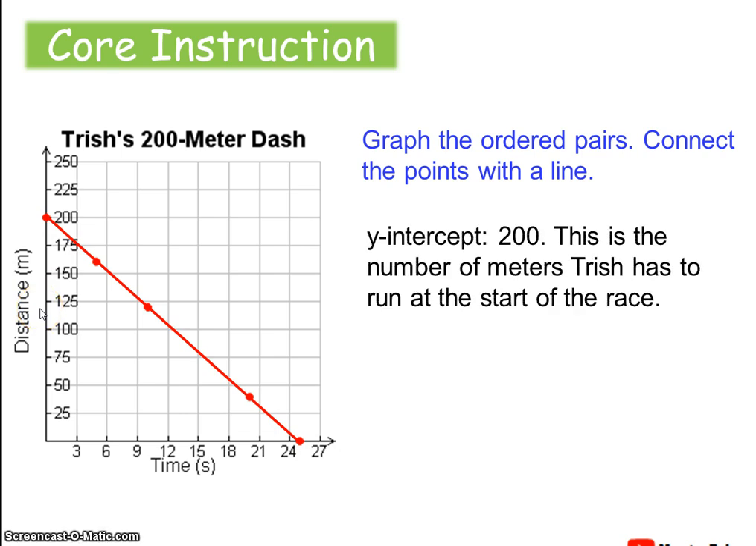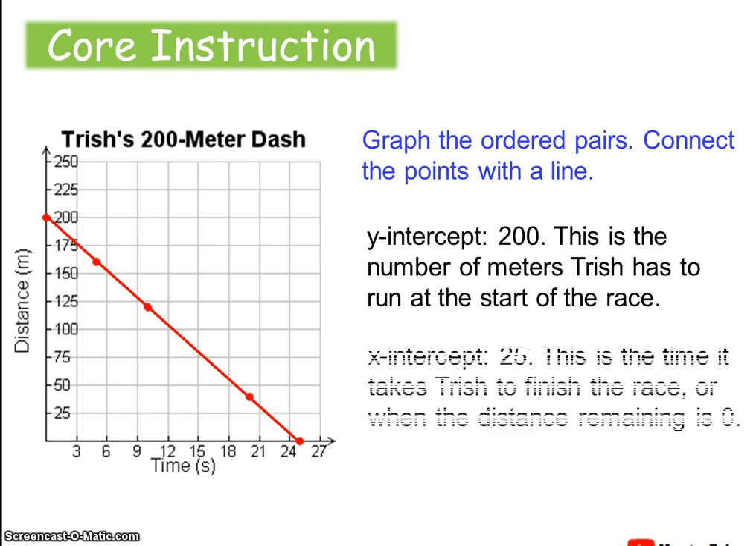So the y-intercept is at 200. This is the number of meters Trish has to run at the start of the race. When she begins, when time is 0, she has to run 200 meters. The x-intercept is 25. This is the time it takes Trish to finish the race, or when the distance remaining is 0. So time is 25 when distance is 0.